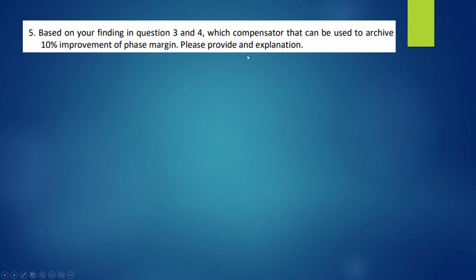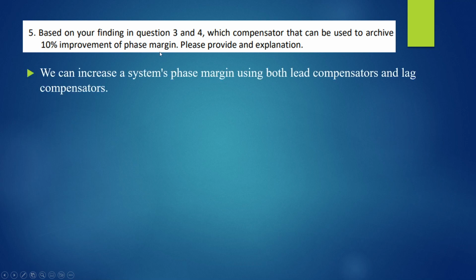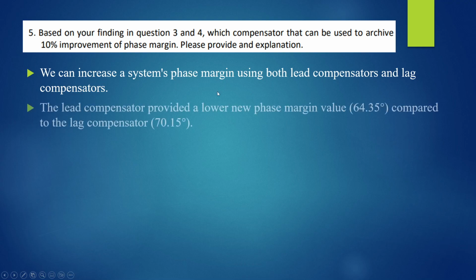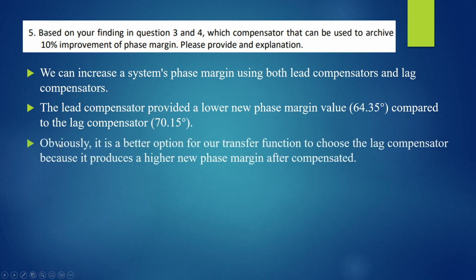So for question number 5, we are asked which compensator can be used to achieve a 10% improvement for the phase margin. Throughout completing this mini project, we found out that we can increase the system phase margin using both lead and lag compensators. The lead compensator provides a lower new phase margin value of 64.35 compared to the lag compensator, which provides a higher new phase margin. So obviously it is a better option for our transfer function to choose the lag compensator because it produces a higher new phase margin after compensation.